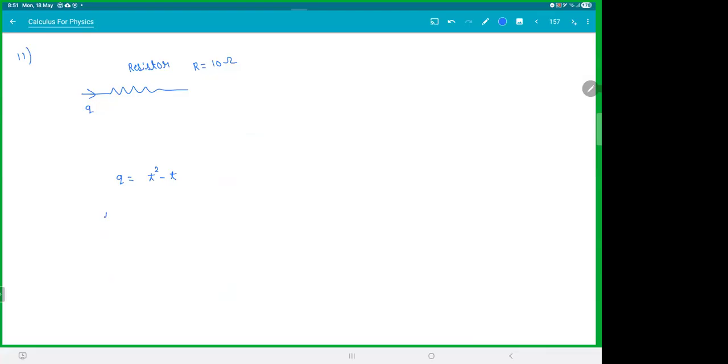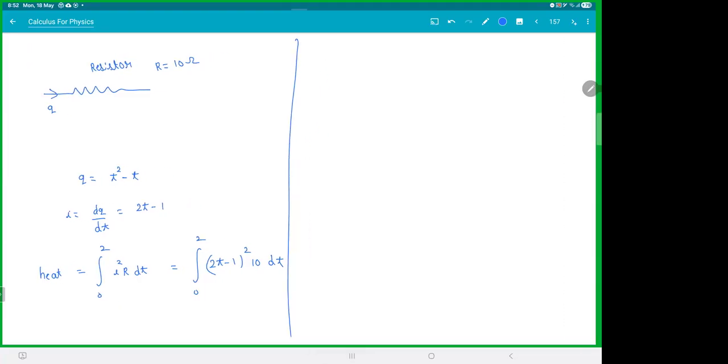So this is the charge. So current I is dq by dt, which is 2t minus 1. There, I got the current. Heat is integral I square r dt. You want for 2 seconds, so limits will go from 0 to 2. This will be (2t minus 1) whole square, r is 10, dt from 0. Take the 10 outside. Integral, this would be 4t square minus 4t plus 1 dt from 0.